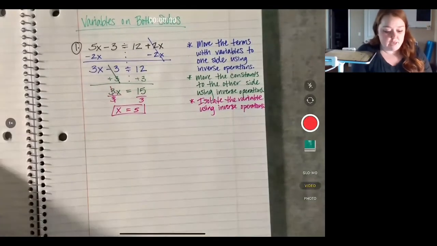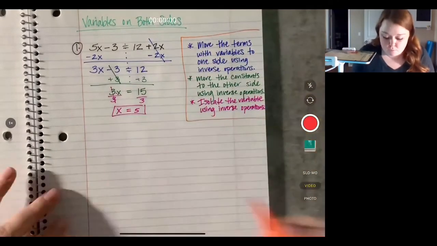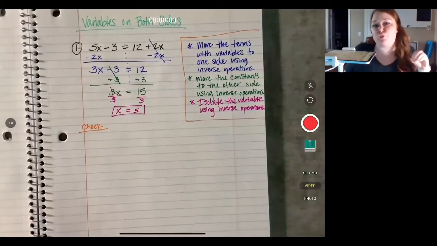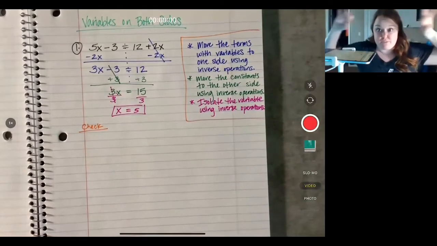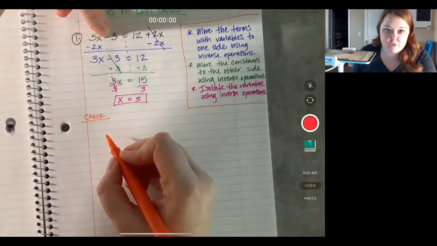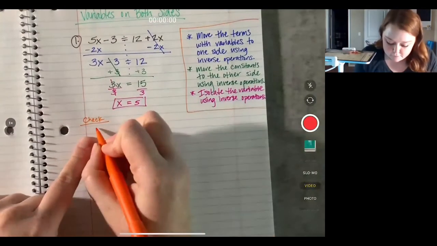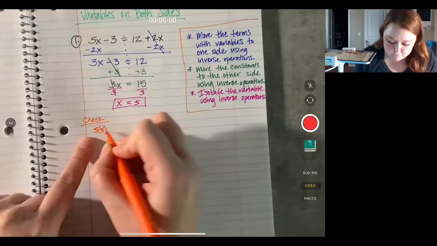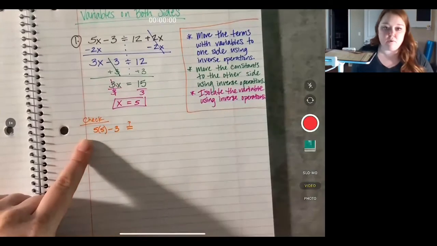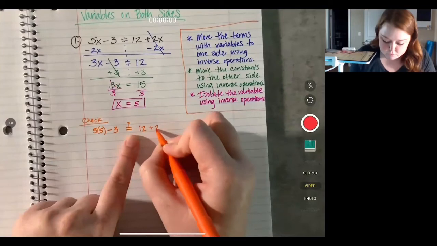Now, if you're like, I don't really trust you, Miss Meineke, you are doing some crazy voodoo magic here. Well, let's go ahead and check this. This is where checks are super important, when you have variables on both sides, okay? I'm going to rewrite this equation, except for anywhere there's an x, I'm now going to plug in my answer of positive 5. So I have 5 times positive 5 minus 3 is supposedly equal, notice that question mark, to 12 plus 2 times our answer.